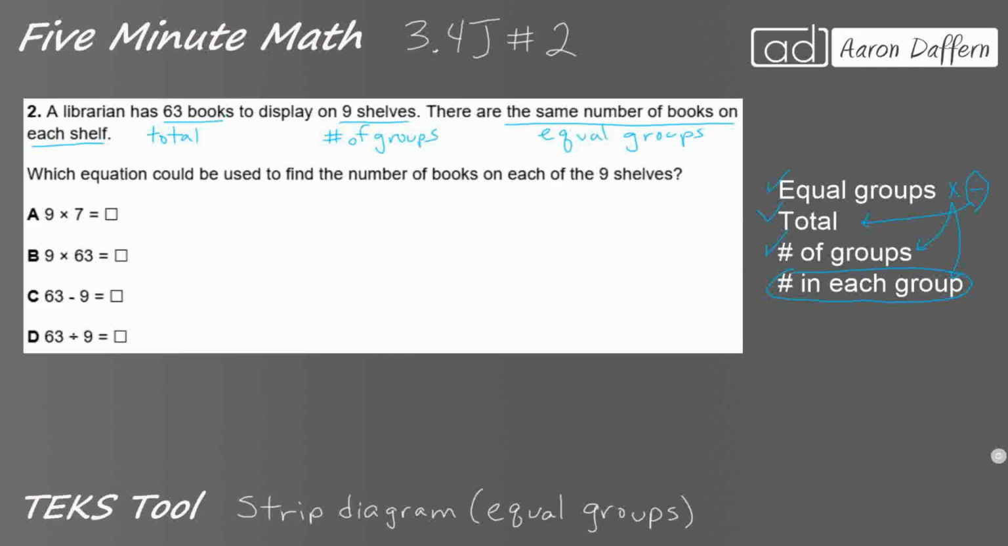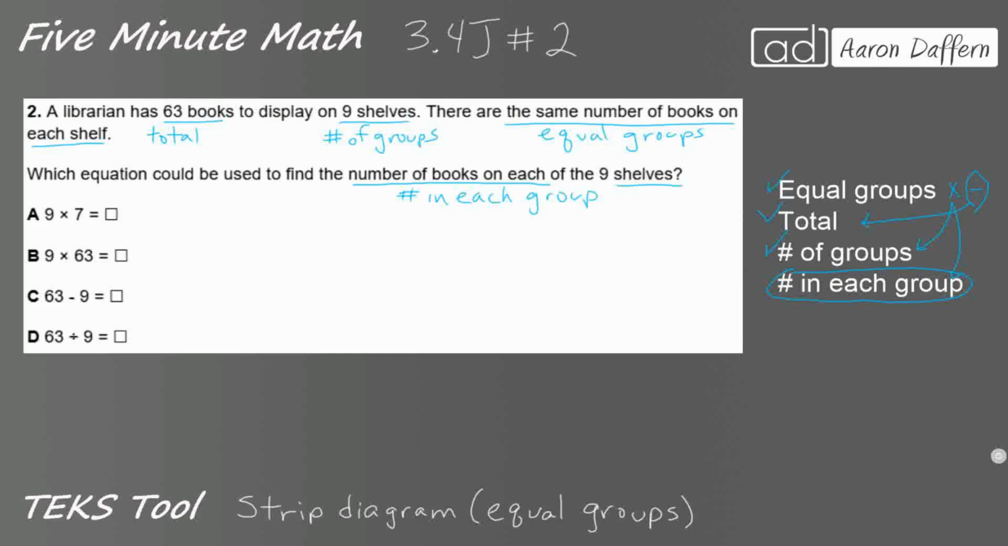And that's what this question asks. Which equation can be used to find the number of books on each of the 9 shelves? The number of the books on each shelf. So this is your number in each group.